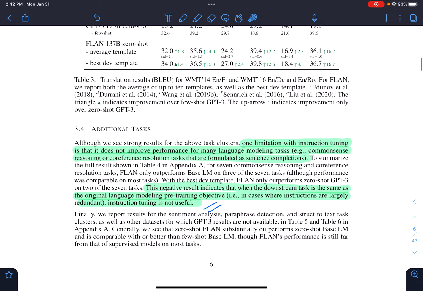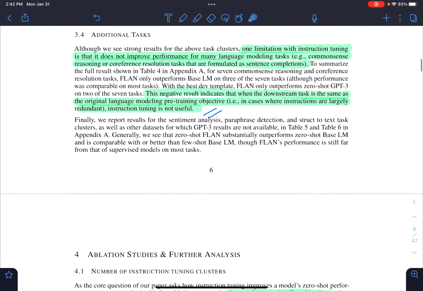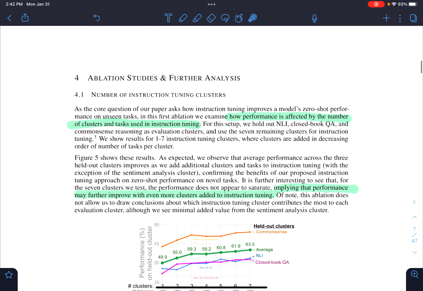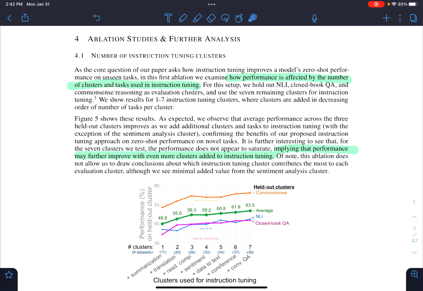So FLAN performs better on some of the datasets, but there is also a limitation for this model: when the downstream task is the same as the original language modeling pre-training objective, instruction tuning does not help, which is interesting to look at. And there is some ablation study which was done.